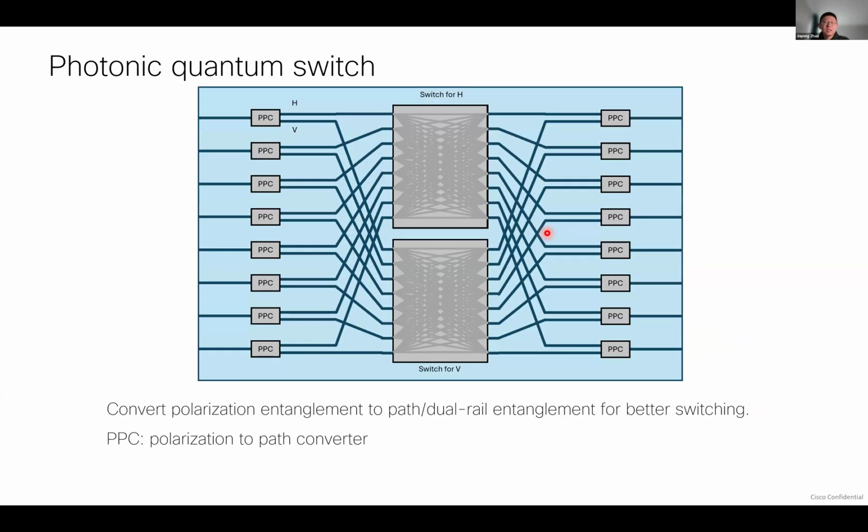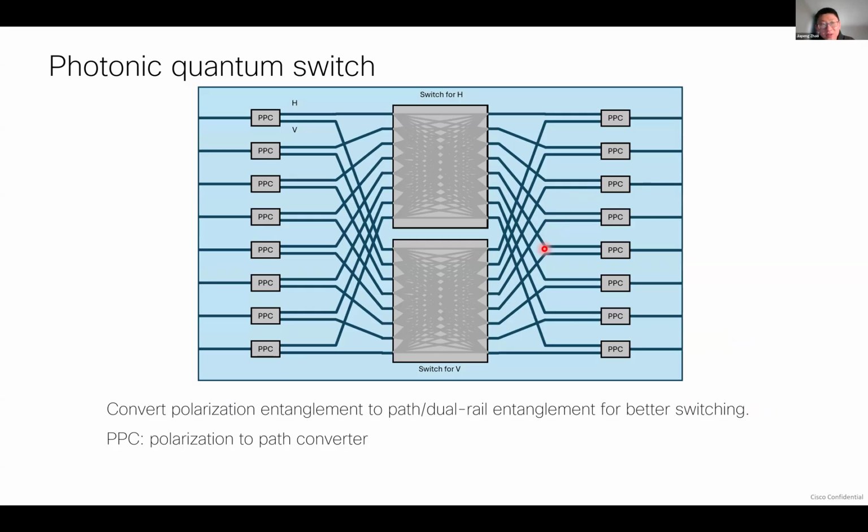After talking about our entanglement source, we will move on to the quantum switch. In order to achieve our demonstration of the quantum data center, we have to develop a new quantum switch, mainly because the current state of the art of the switch cannot satisfy our requirement.